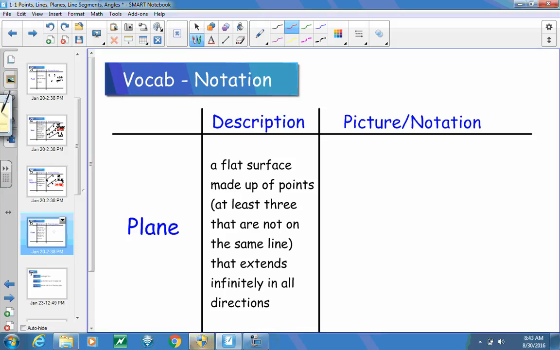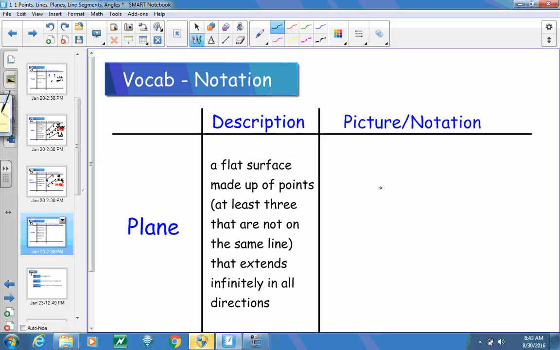Next one is a plane, and a plane is a flat surface made up of points, at least 3 points that are not on the same line, and it extends infinitely in all directions. When you think about the piece of paper that you are currently writing on, that right there is a plane. The table that you are probably writing on, that is a plane. When you think about the room that you're sitting in, most likely it's made up of 6 planes. You have the 4 walls surrounding you, and you have the floor, and you have the ceiling. So when you think of a box or a Kleenex box, something like that, it's made up of planes. It's made up of flat surfaces.